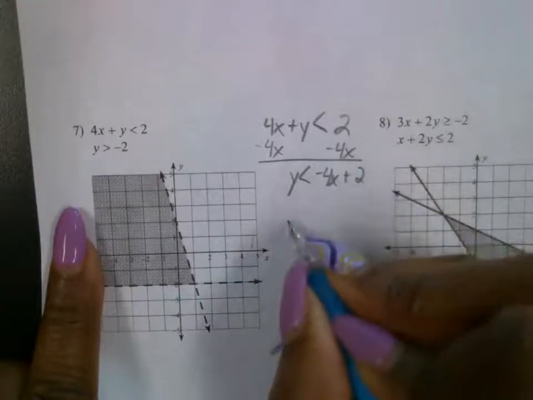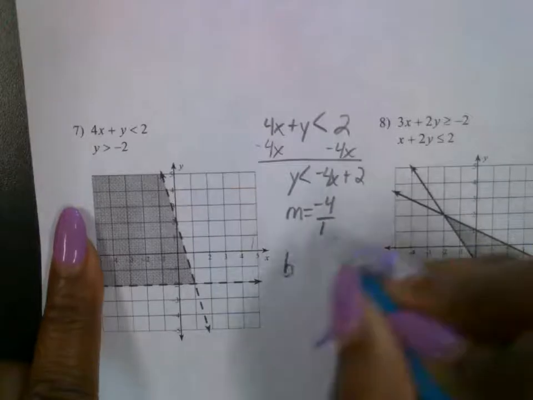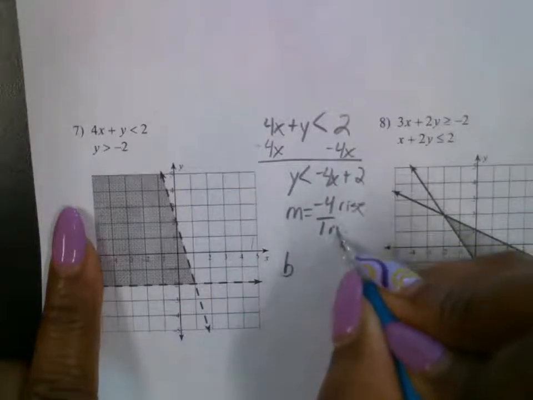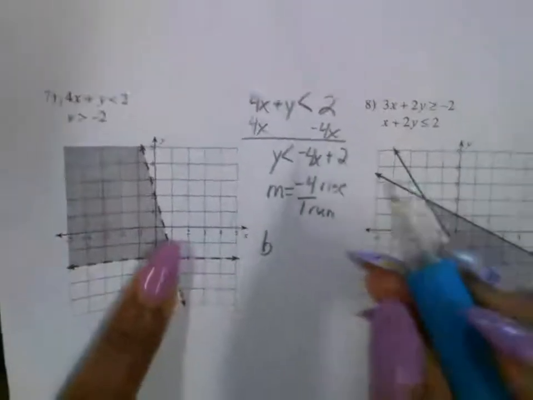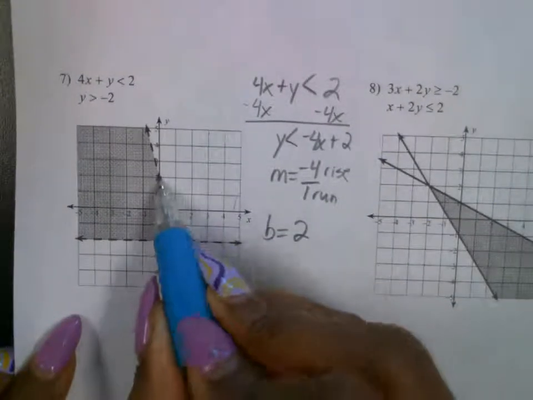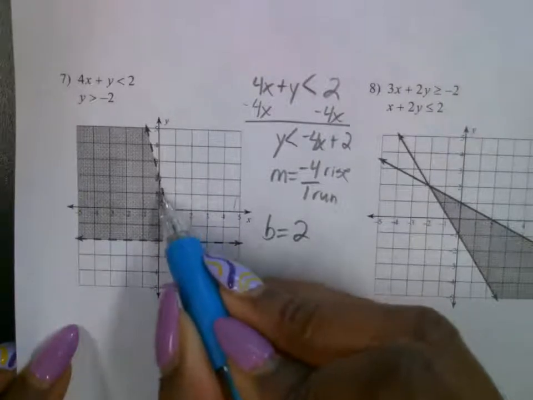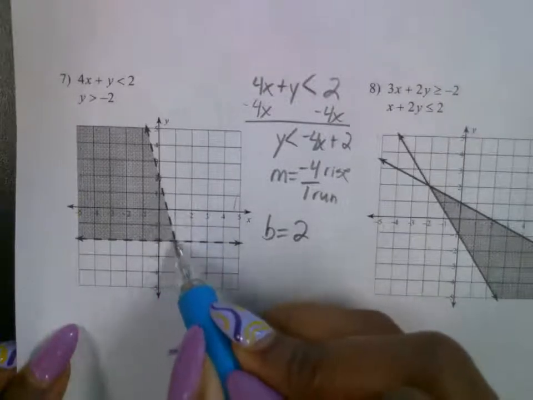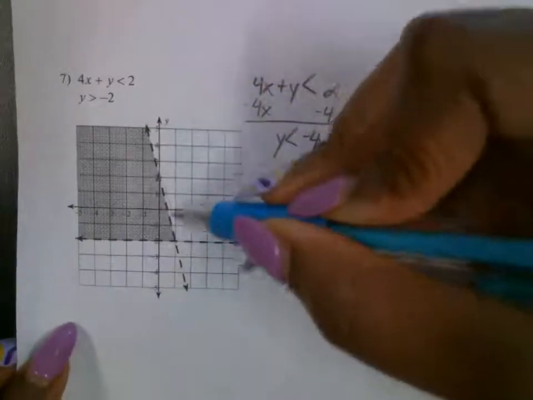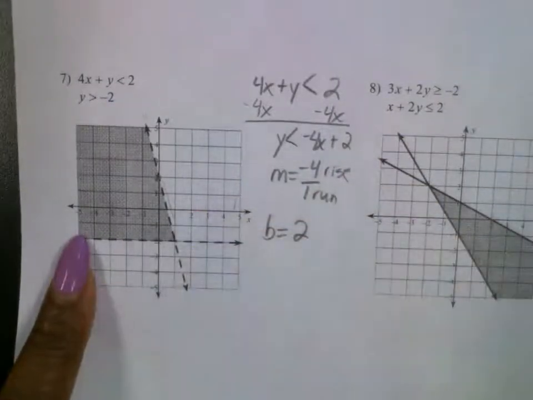-4x plus 2. Your m is going to be -4/1. And this is your rise, sorry, this is your run. Your b is going to be +2. So you're going to find +2, which is right here. You're going to go down 1, 2, 3, 4, and over 1. This is a dash line here, and you're going to shade under the line. That's this way. So the overlapping region is going to be a part of the solution. And you're going to do the same thing for this one.